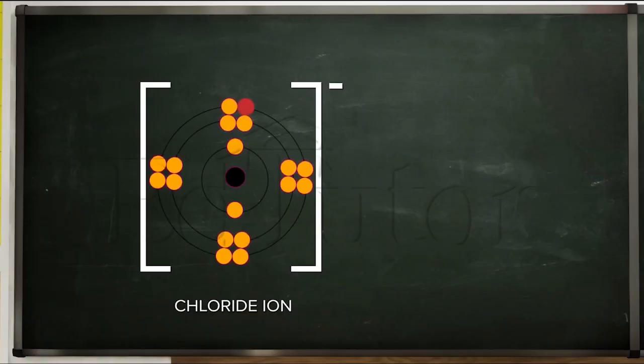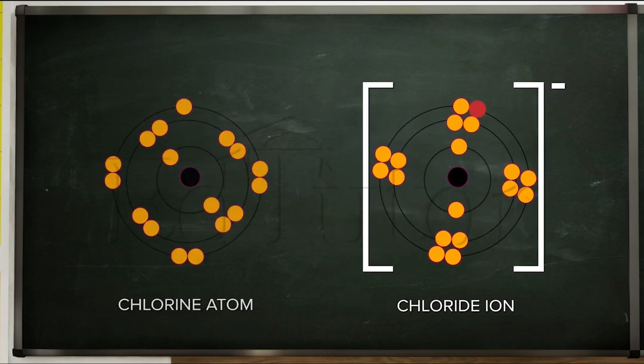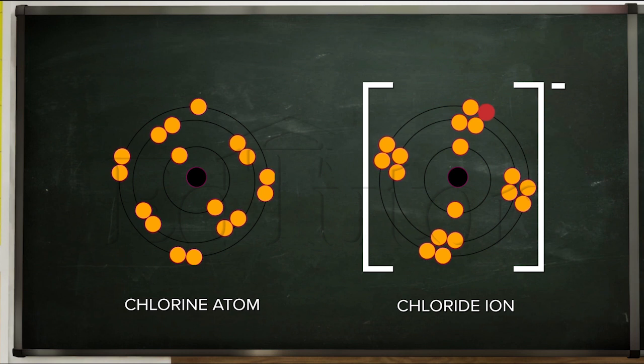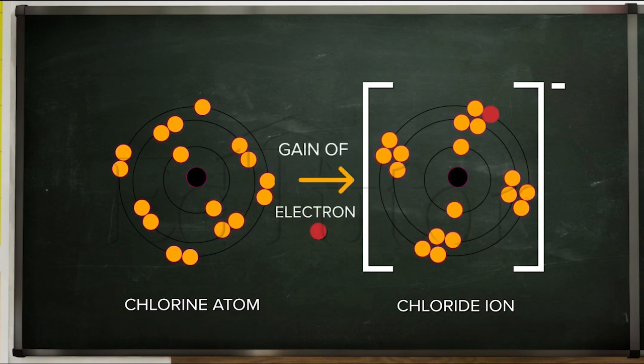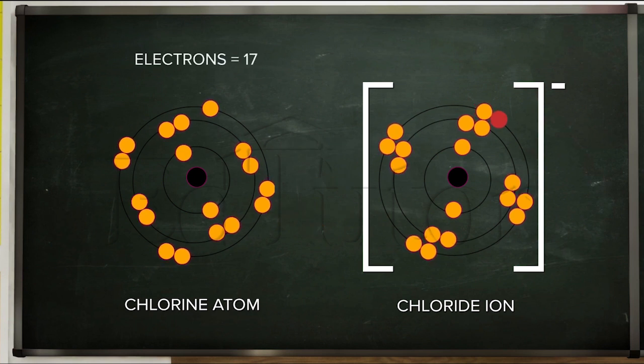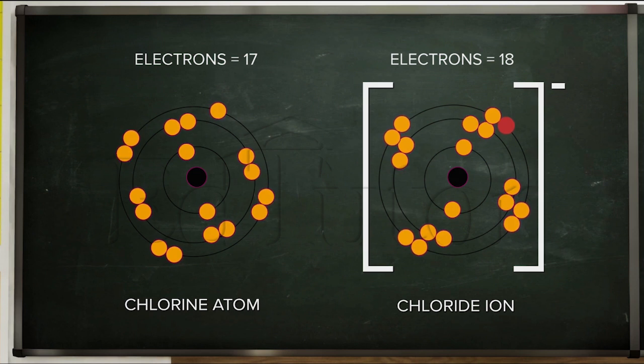The second example involves the electronic configuration of a chloride ion. A chloride ion is similar to a chlorine atom, except it contains 1 extra electron. So, a chlorine atom has 17 electrons, but a chloride ion has 18 electrons.